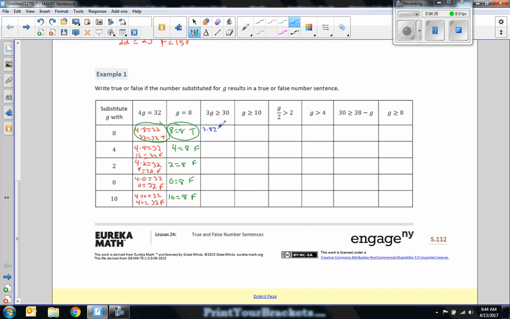Okay, so on to the next one. 3 times 8 greater than or equal to 30. 24 greater than or equal to 30. False. 3 times 4 greater than or equal to 30. 12 greater than or equal to 30. False. 3 times 2 greater than or equal to 30. That would be 6 greater than or equal to 30. That is also false. 3 times 0 greater than or equal to 30. 0 greater than or equal to 30. False. Okay, plug in 10. 3 times 10 greater than or equal to 30. 30 greater than or equal to 30. That is true. There's my only true statement.